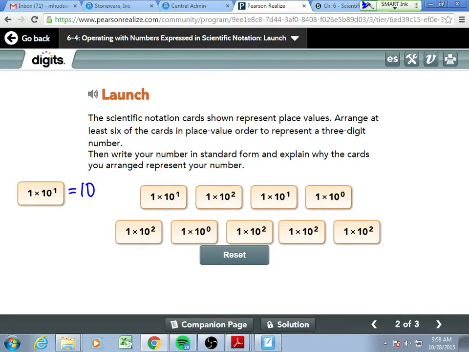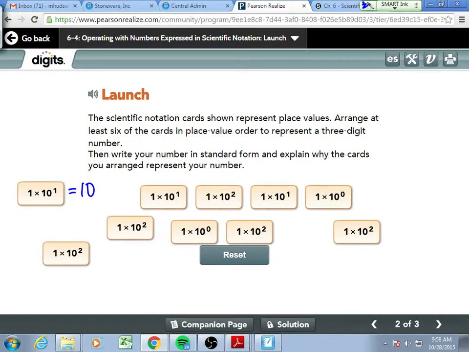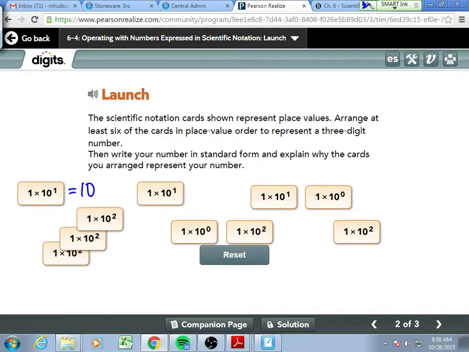So, what card up here is our largest value? Olivia? 1 times 10 to the second. So I can take one of these cards, but that would represent 100. Do we want 100 or do we want more than 100? More than. Okay, well, how many hundreds do we want then? 4. Well, look at what we can work with. If you want 4 100s, wouldn't you need another 1 times 10 to the second, and another, and another?